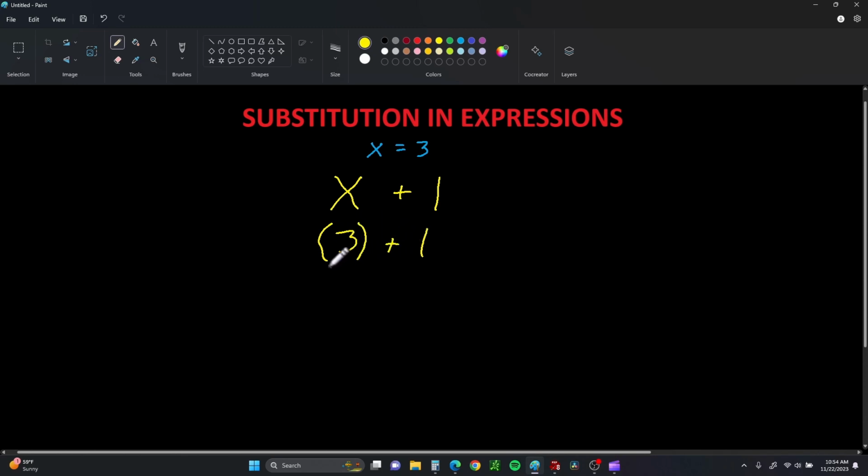So then I have 3 plus 1, and I'm going to do that for the next line. So I underline the operation that I'm going to do on the next line. So 3 plus 1 is 4. And that's the final answer.